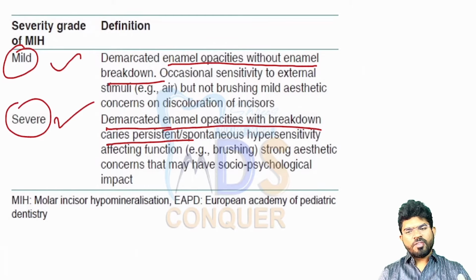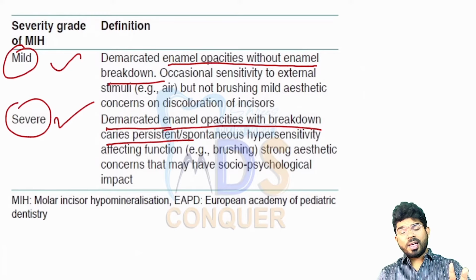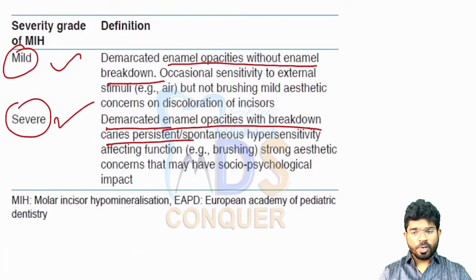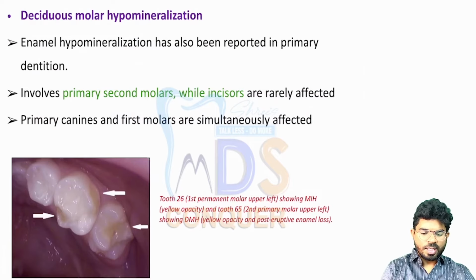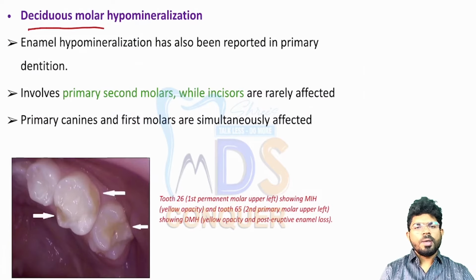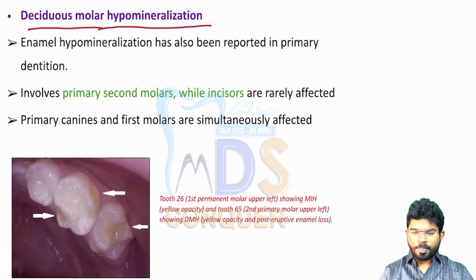There are different types of index scales that help in distinguishing MIH, but they are not much important from the examination point of view. So we can stick to these areas, particularly the clinical criteria I have discussed according to the European Academy of Paediatric Dentistry, which is very, very important from the examination point of view. As already said, it is more inclined to the permanent dentition, but can be seen in deciduous teeth also. That is deciduous molar hypomineralization.